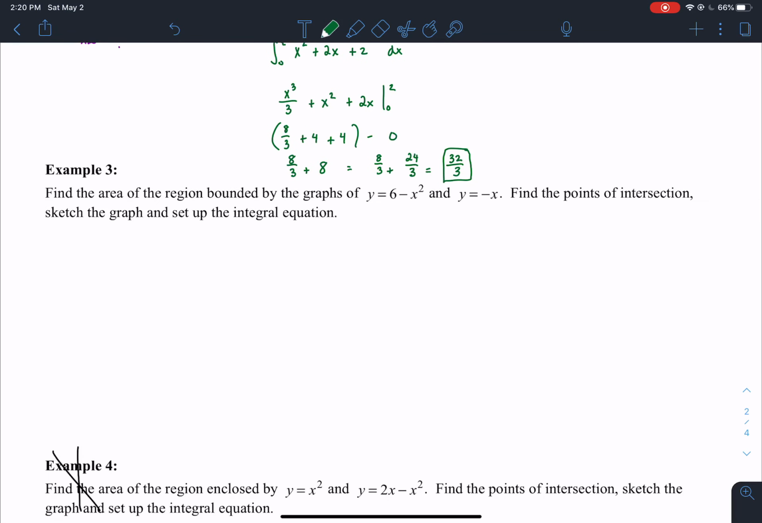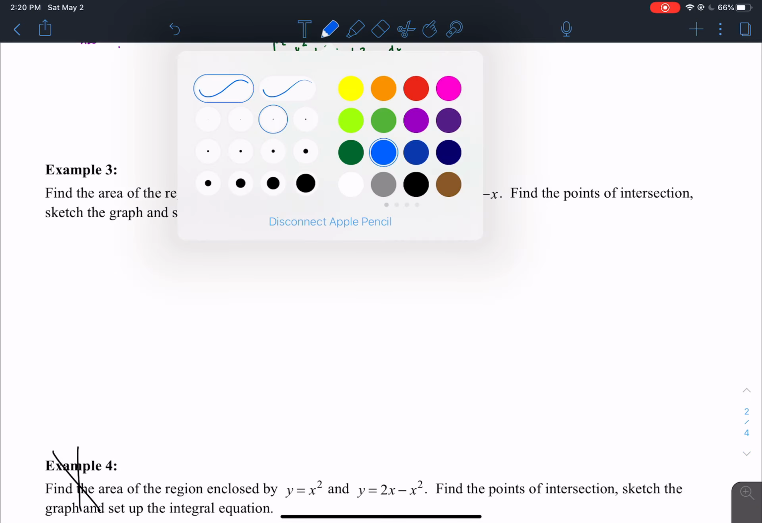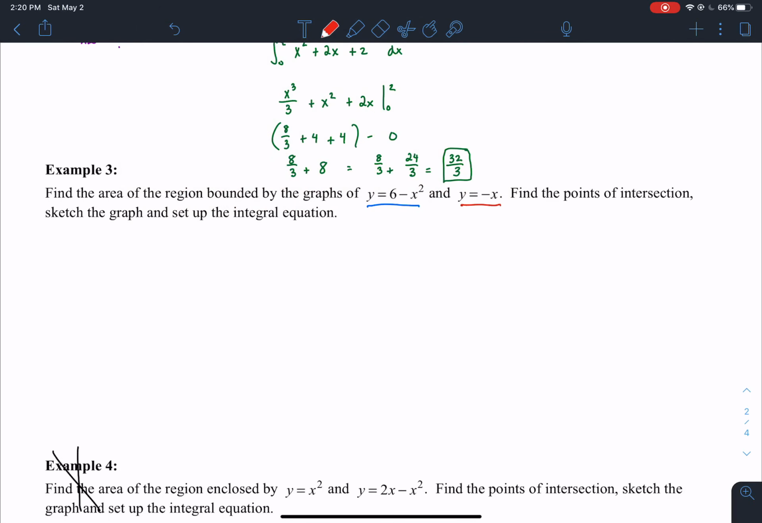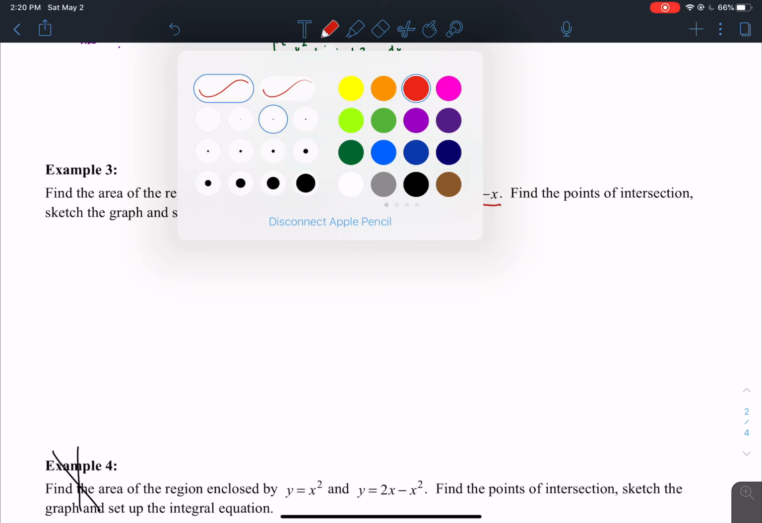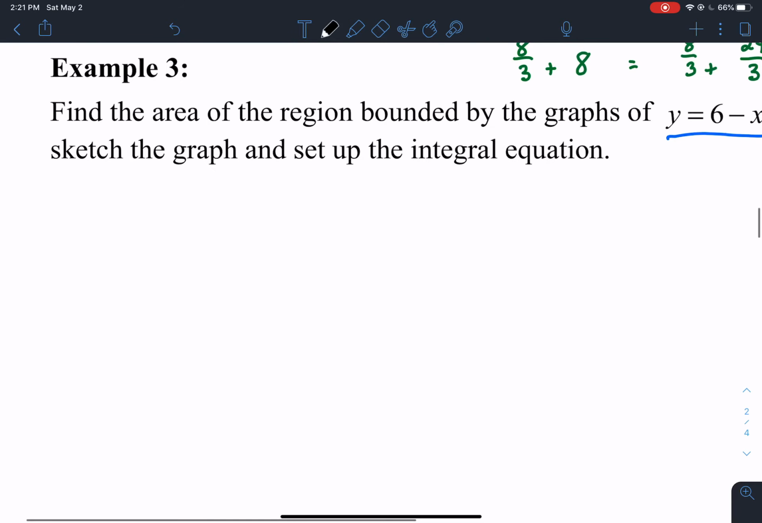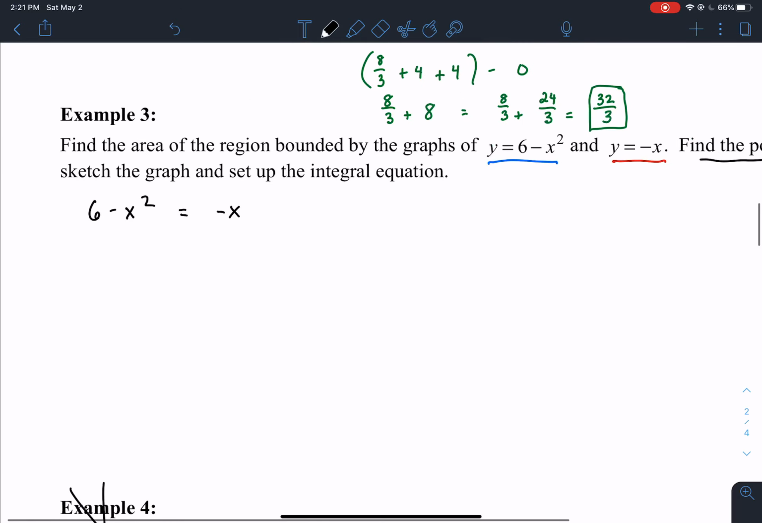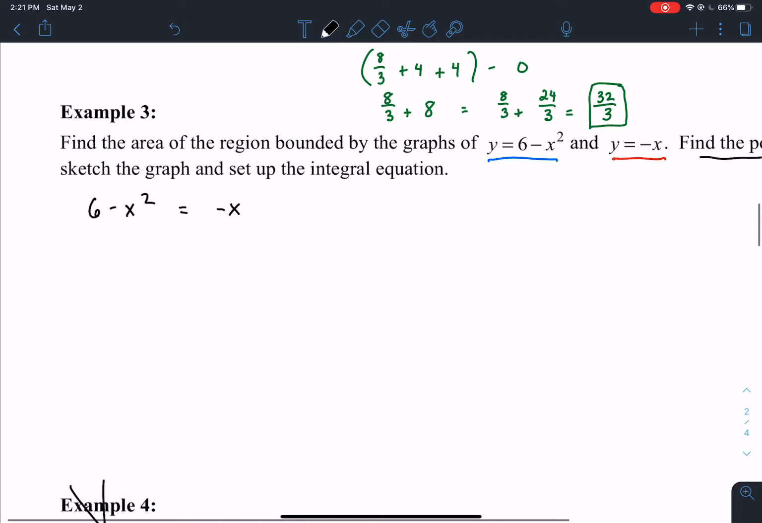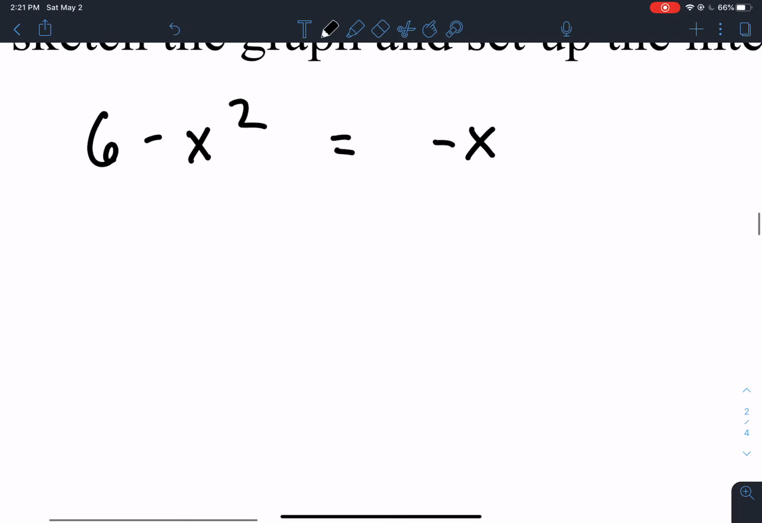Now for number 3, we don't have intersection points. It just gives us the two equations, and then that's it. Now it's just going to add a little bit of extra work for us, but it's not really that hard. So what you want to do is figure out where those two equations equal each other. That's where it says find the points of intersection. We want to figure out where they cross each other. So all you have to do is just set them equal. You take the two equations that you're given and set them equal.